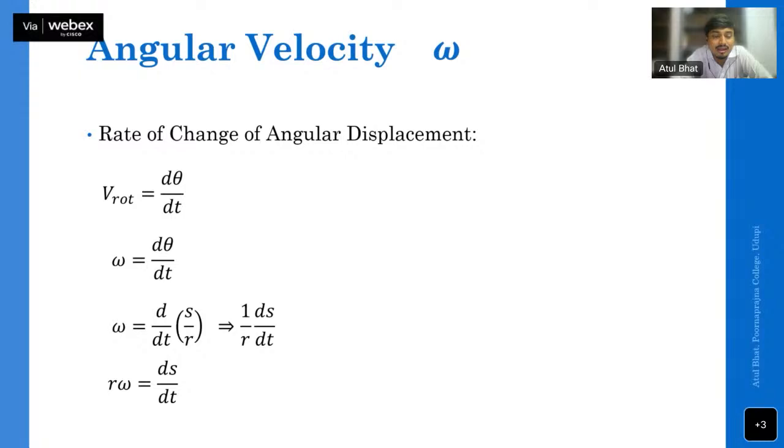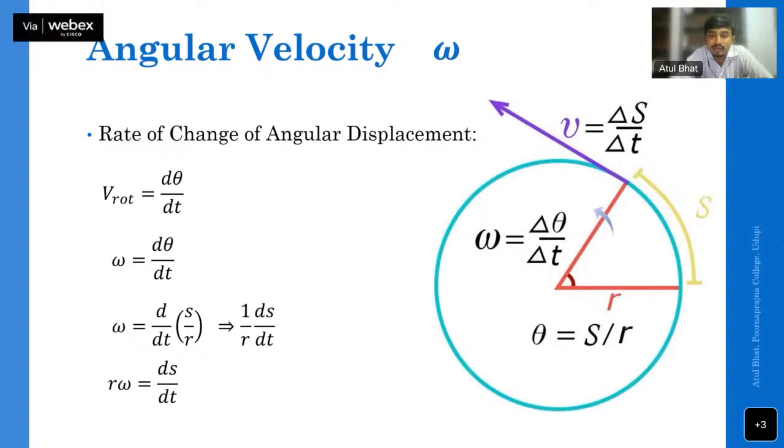S here is the displacement, the linear displacement, or the arc subtended by the object. So ds by dt is the distance divided by time, which is nothing but velocity. So distance by time gives you velocity. Therefore, v is equal to r omega. This is something we'll be using hereafter.